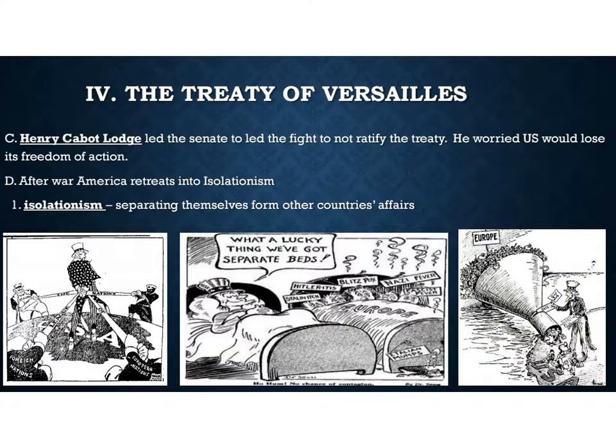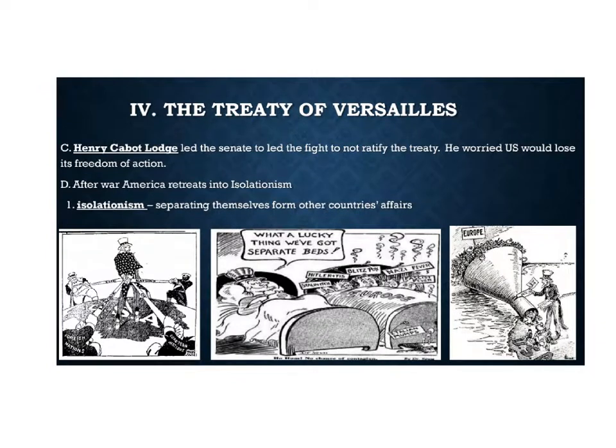Political cartoons arise like this because back home, Senator Henry Cabot Lodge is going to lead the fight not to ratify that treaty. If we ratify the treaty and join the League of Nations, we lose power. What if we want to go to war with another country? What if we don't like what China's doing? We want to go to war with them, but everybody else says no. We don't want to give up power.